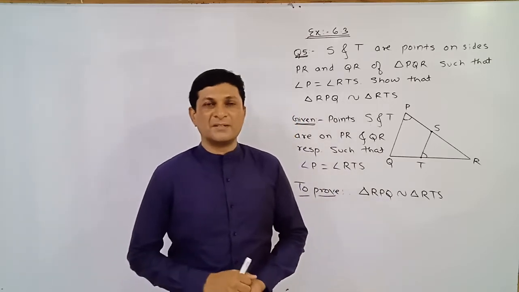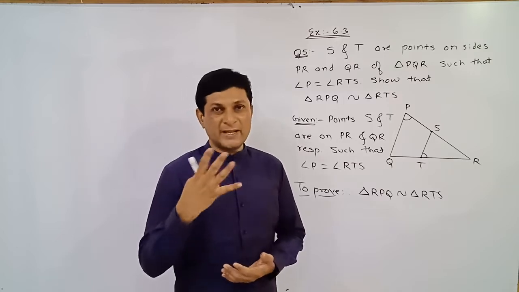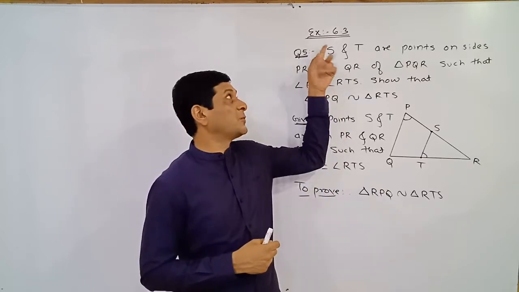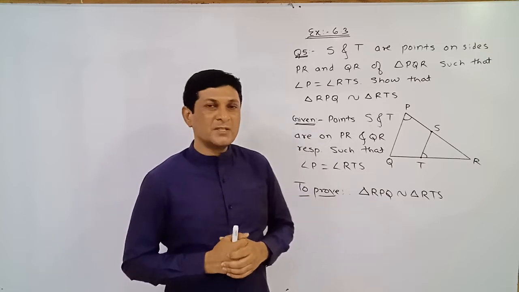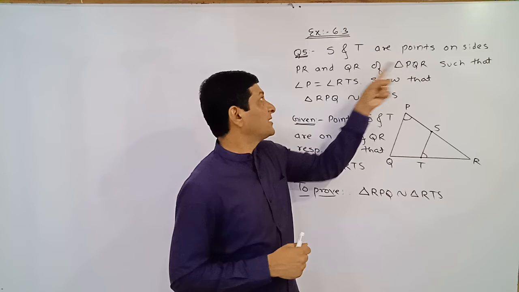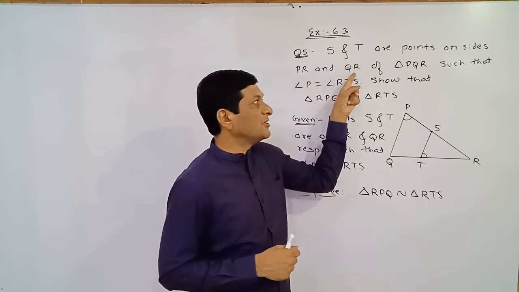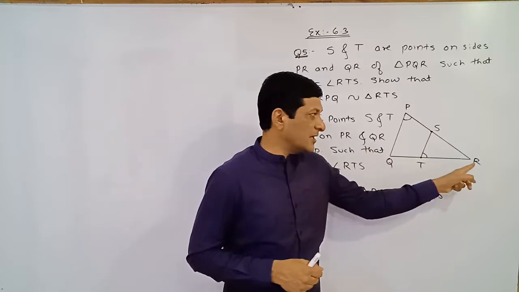Hello friends, in the last video we solved, I think, the first four examples from exercise 6.3. Now we are starting example number 5. In this example it is given to us that S and T are points on sides PR and QR of triangle PQR. So here we have considered one triangle PQR.